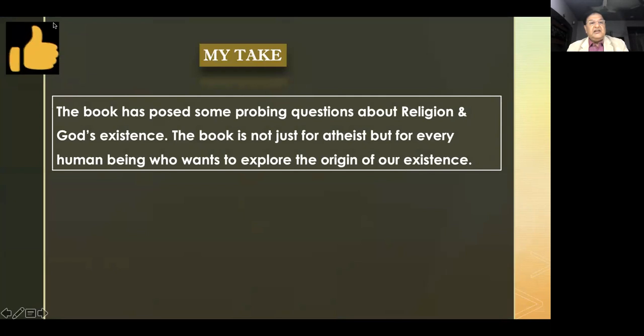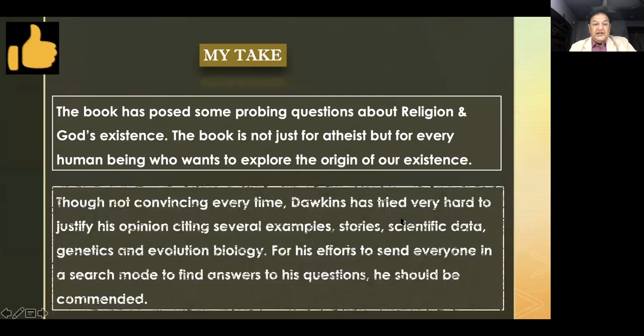Now, if you see this book, these are the points which I would say should be appreciated. The book has posed some probing questions about religion and God's existence. The book is not just for the atheist, but for every human being who wants to explore the origin of our existence. Though not convincing every time, Dawkins has tried very hard to justify his opinion, citing several examples, stories, scientific data, genetics, and evolutionary biology. The effort that he has put in is really appreciable. And for his efforts to send everyone in a search mode to find answers to his questions, I'm sure he should be commended.